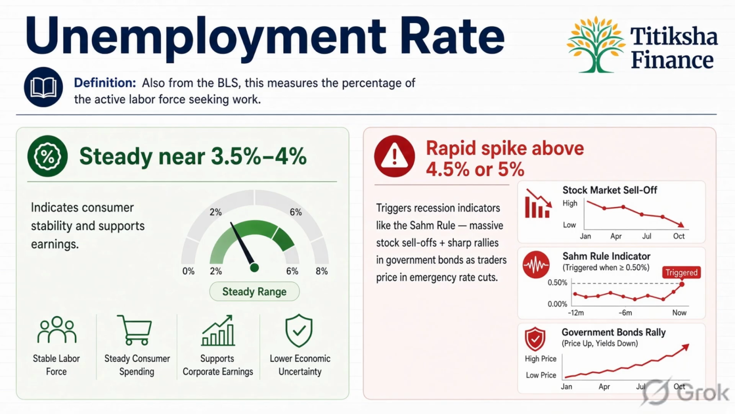Unemployment rate. This data is also published monthly by the Bureau of Labor Statistics. It measures the percentage of the active labor force seeking work. An unemployment rate holding steady near historical lows of 3.5% to 4% indicates consumer stability and supports earnings. However, a rapid spike above 4.5% or 5% triggers recession indicators like the SARM rule, driving massive sell-offs in stocks and sharp rallies in government bonds as traders price in emergency rate cuts.